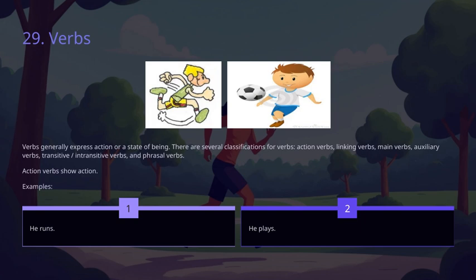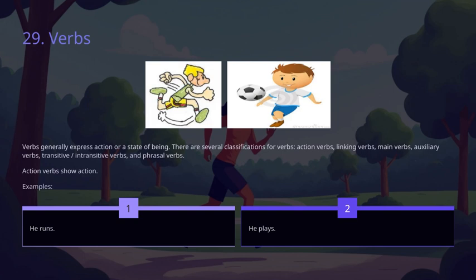We also have main verbs, which carry the main meaning in a sentence, and auxiliary verbs, which help form different tenses or moods, like he is running. Verbs can also be categorized as transitive or intransitive. Transitive verbs require an object to complete their meaning, like she reads a book, whereas intransitive verbs do not need an object, as in he sleeps. Lastly, we have phrasal verbs, which combine a verb with one or more particles, creating new meanings, like look up or give in. Understanding these classifications helps us grasp how verbs function and how they fit into the overall structure of sentences.